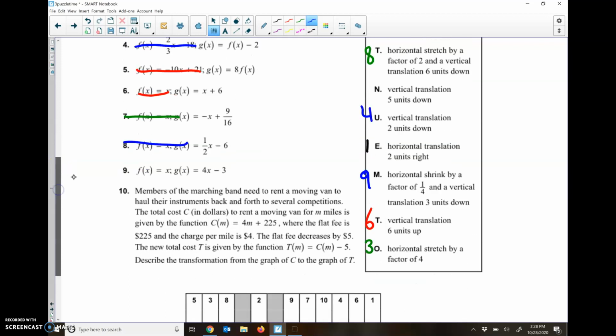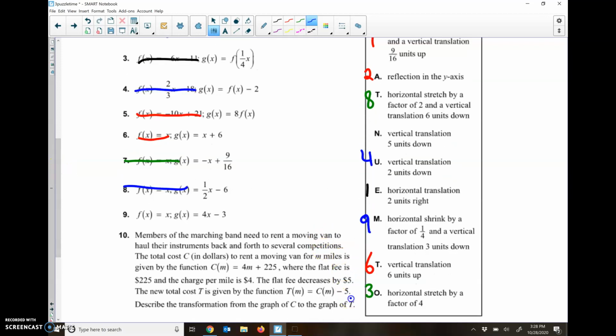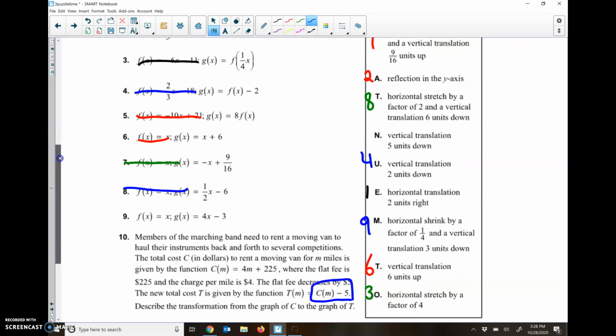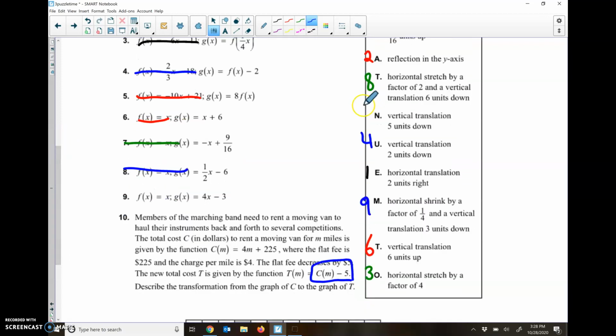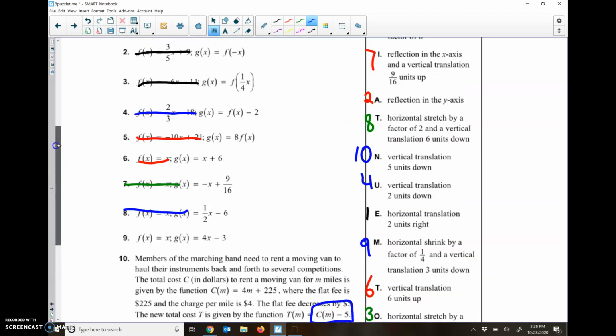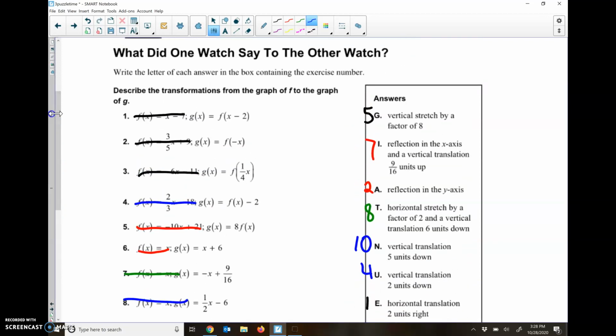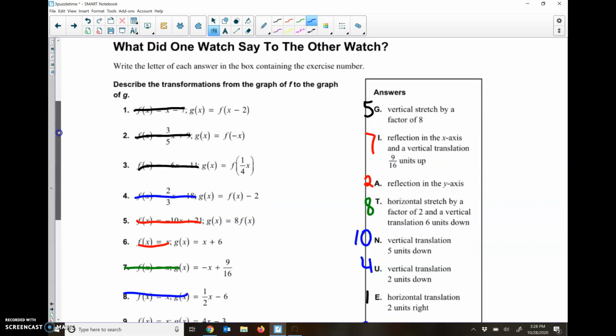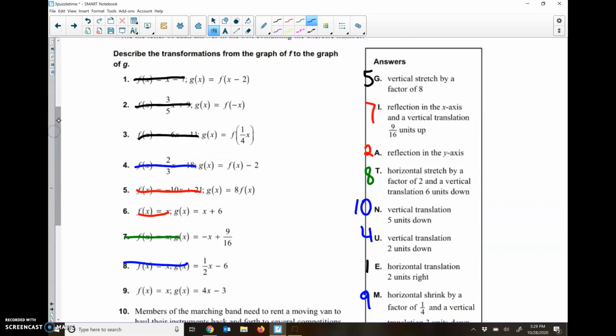And then number 10, blah, blah, blah. All I really care about is the end right here. C of m -5. So what's that -5 going to do? It's outside of the parentheses. So a -5 outside of the parentheses has it go down 5 units. So it's a good idea to match these up, especially before the quiz, before the test, to look at these so you have another example of what each of these does.